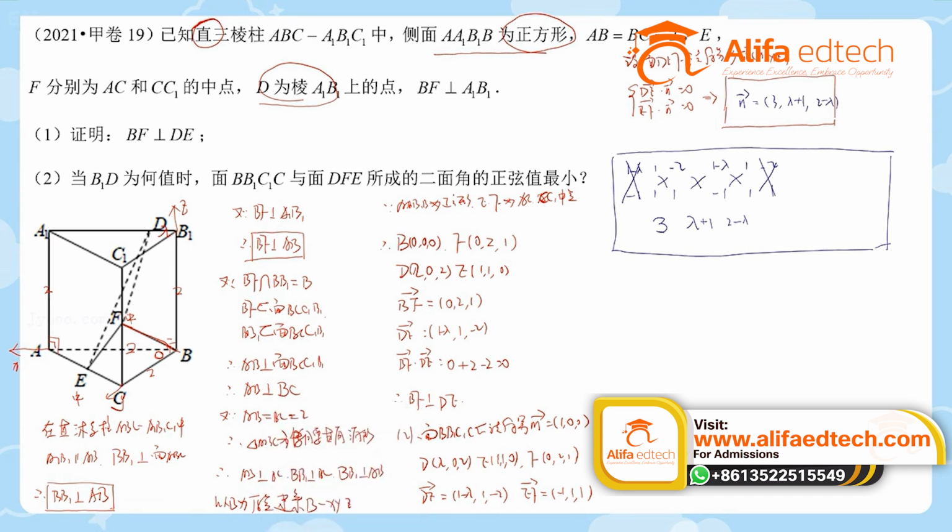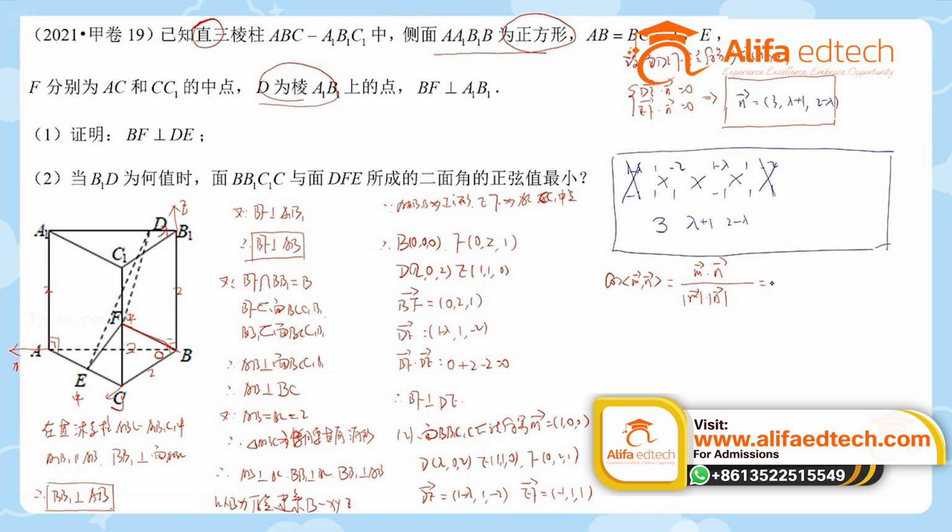Okay, now that we've found these two normal vectors, we can calculate the cosine of the angle between them. Cosine of the angle between vector m and vector n is equal to the dot product of m and n, which is then divided by the product of their magnitudes. This calculation shows how the two vectors are oriented with respect to each other.